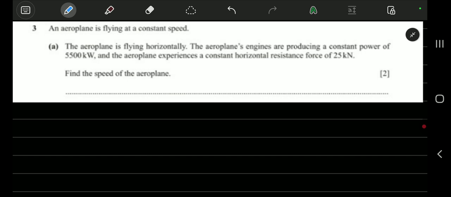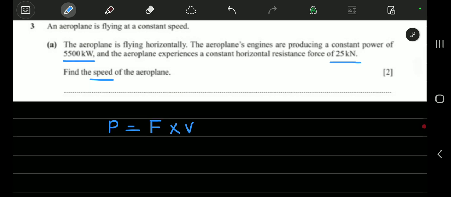Okay, so we know that when we have power, force and speed, there is a relation between power, force and speed. So we use the formula power is equal to force times velocity. So force times velocity, and the force, the horizontal resistance force, is 25 kilonewton. So let's put them in the formula.